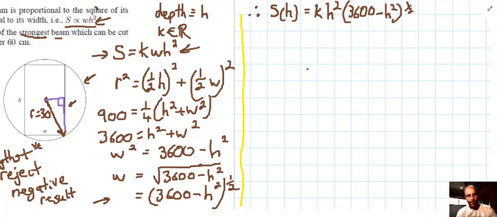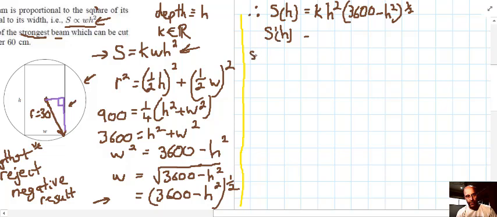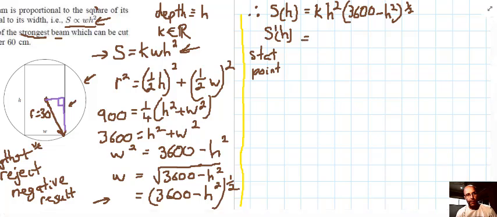So that's S of H. So we need to find S dash of H now to try and find a maximum, or at least find a stationary point. Then we're just going to have to show that it's a maximum. Hopefully this is what we will find. So S dash of H. Be careful here. Hopefully you've been looking after your calculus and you can use the chain rule and the product rule, because that's the methods I'm going to use to show you this one.